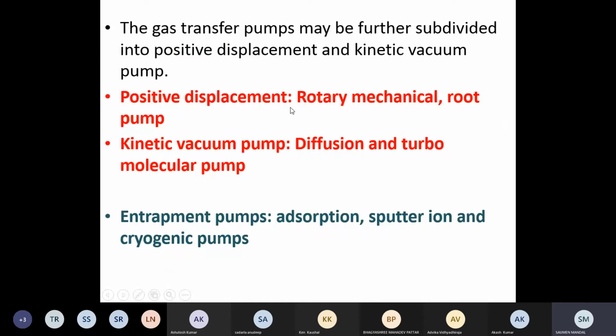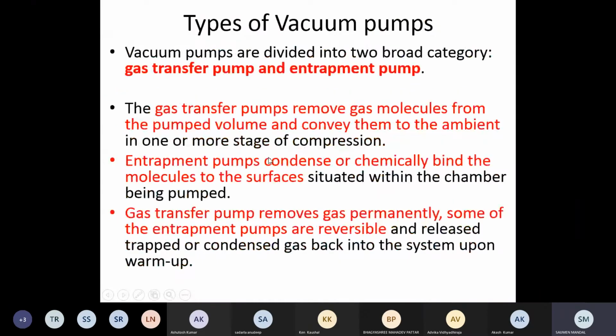A positive displacement example is the rotary mechanical pump. The rotary mechanical pump can only give you low vacuum, but if you want high vacuum, then you need a kinetic vacuum pump, that is, a diffusion or turbomolecular pump. So in your chamber you need a combination of one positive displacement pump and one kinetic vacuum pump. And in some special applications, you can use an entrapment pump.